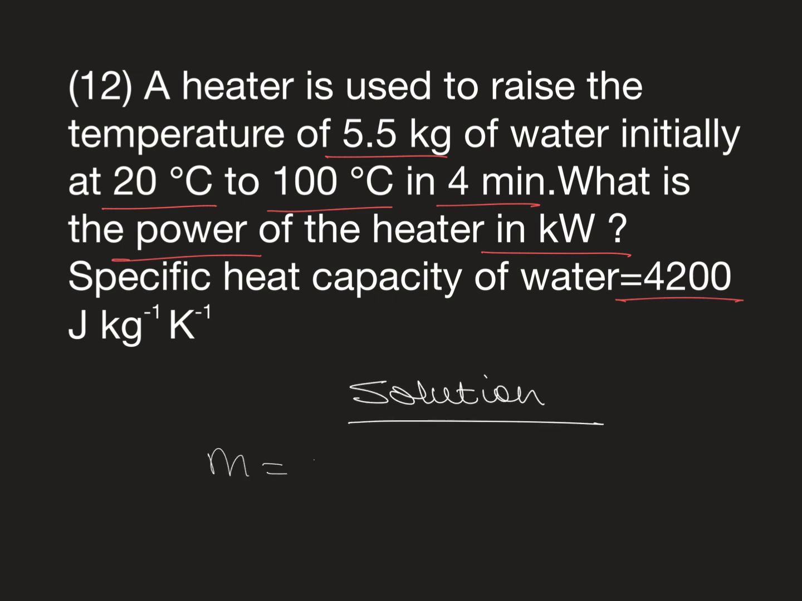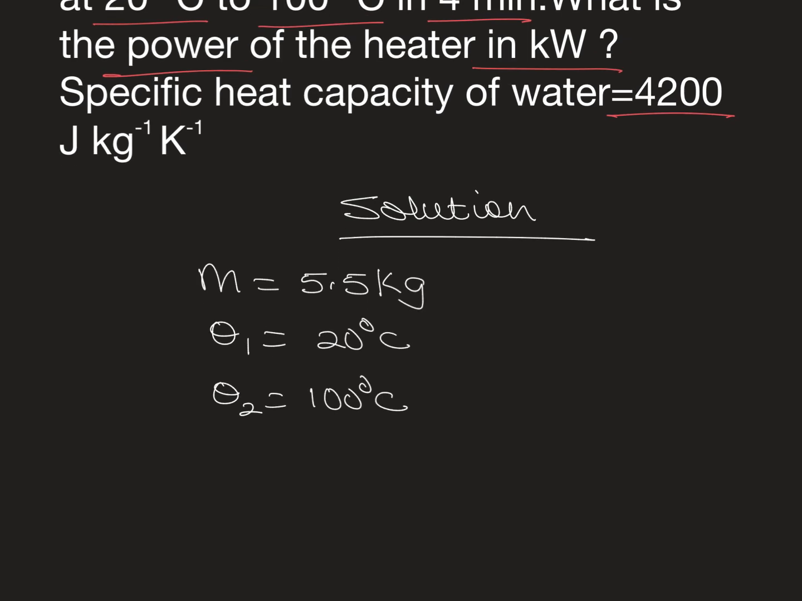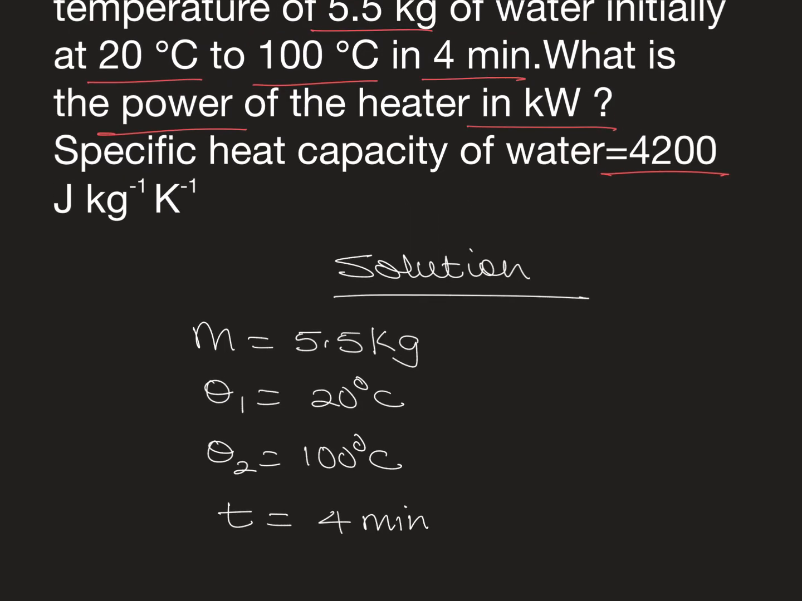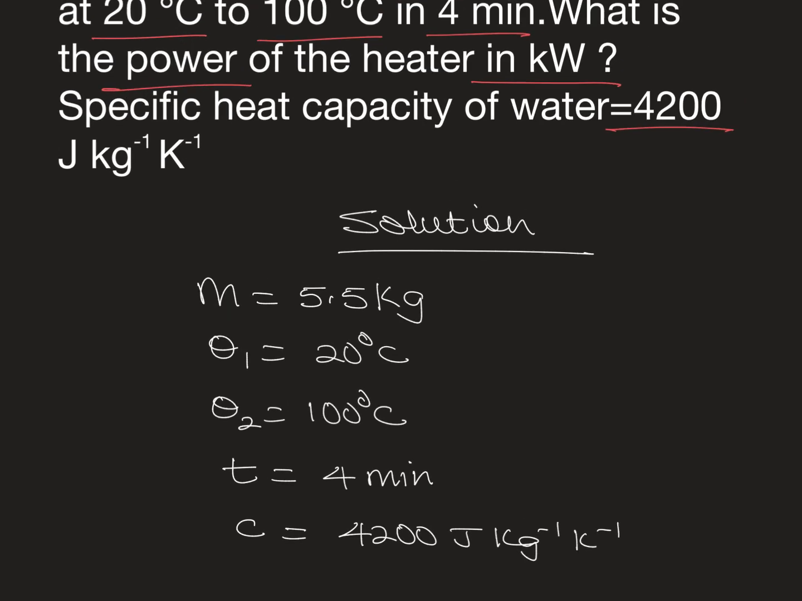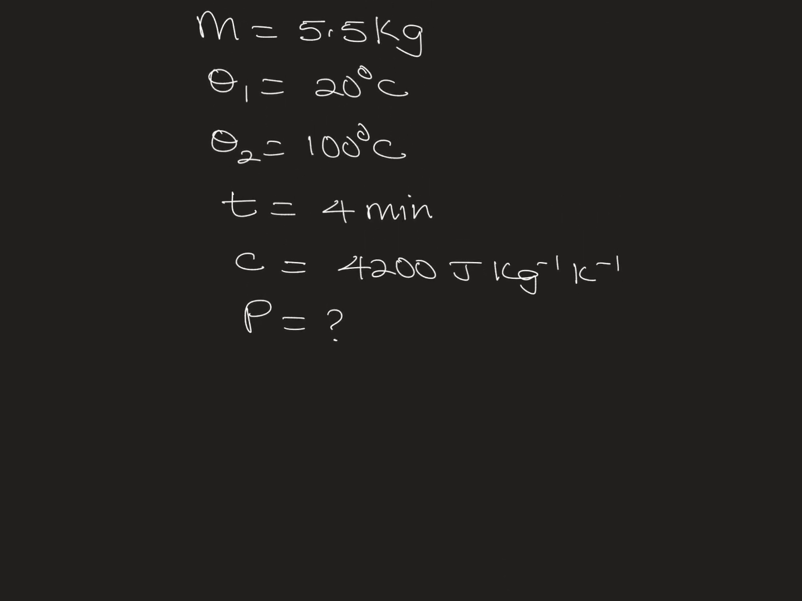The mass is 5.5 kilograms. The initial temperature is 20 degrees Celsius. The final temperature is 100 degrees Celsius. The time is 4 minutes. Specific heat capacity of water is 4,200 joules per kilogram per Kelvin. We want to find the power. First, I will try to find the quantity of heat.